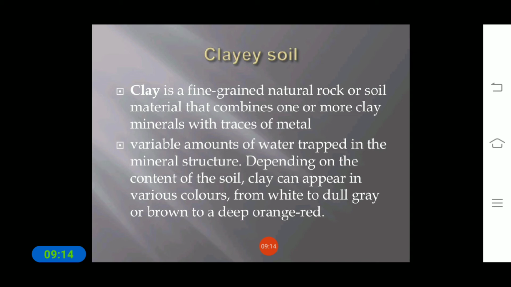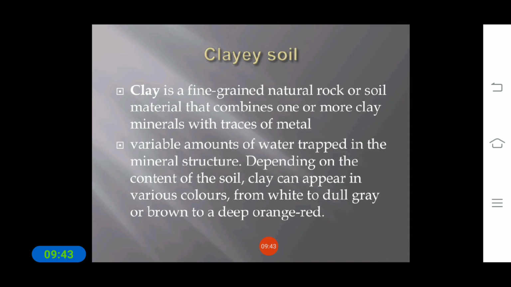This combines one or more clay minerals. In this type of soil we can see the minerals which are necessary for plants, with traces of metals. There are variable amounts of water trapped in the mineral structure. So, depending on the content of the soil, clay can appear in various colors.